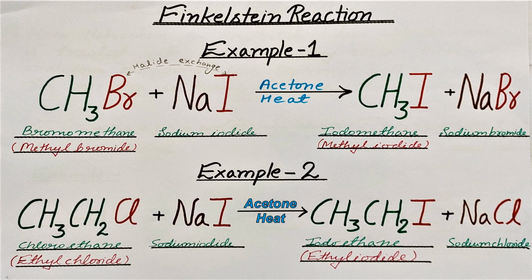Now taking up second example, we are going to react chloroethane with sodium iodide in the presence of dry acetone. In this case also there will be exchange of halide ions, that is Cl- ion with I- ion. After exchange of halide ion there will be formation of the product, that is iodoethane and sodium chloride. Iodoethane is commonly known as ethyl iodide.